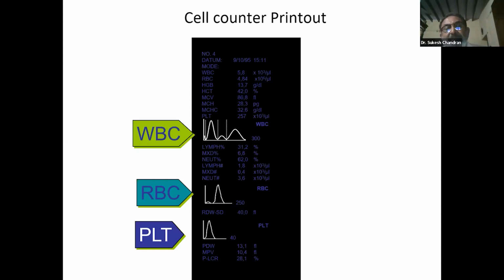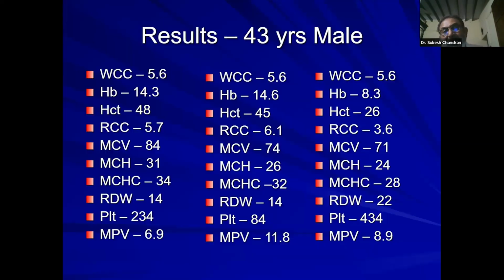So this is usually the hemogram printout. Most of the doctors are only interested in the values, and most of the pathologists, clinical pathologists or clinicians, will also look at the numbers. They will not look at the histogram, even in the lab. So suppose I have got 3 individuals here, all 43-year-old male.